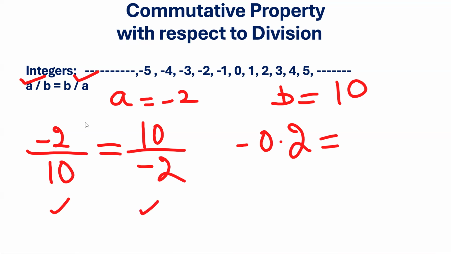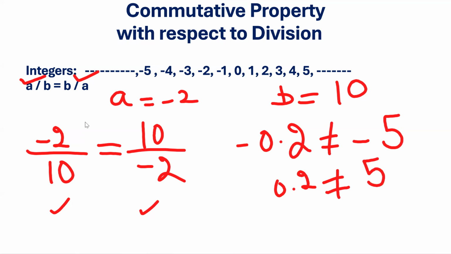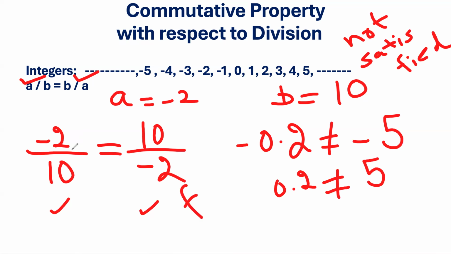Now we are checking -10 upon 2. It will give you -5. 2 5s are 10 and minus should be there. Minus and minus can be cancelled from both the sides. 0.2 is not equal to 5. So this property is not satisfied. Or you can say it is false. Not satisfied with respect to division. It is the same thing. It's false.